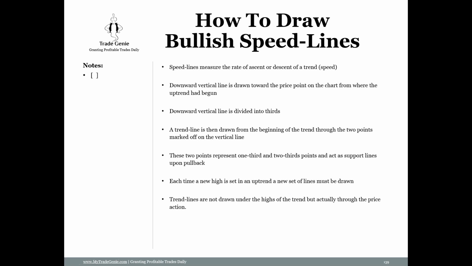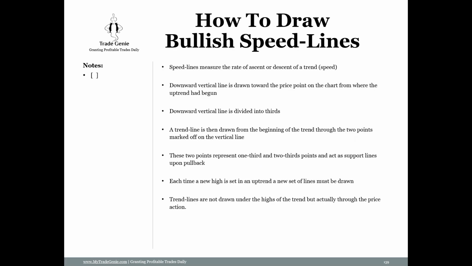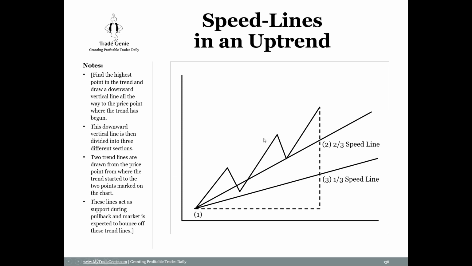Each time a new high is set in an uptrend, a new set of lines must be drawn. So every day a new trend is being established, and you're creating a new speed line to figure out where the pullback can occur, so you're better prepared. In other words, there are two kinds of support. One support is constant. These turning points are constant, they are not changing, and the market has memory. The market remembers these turning points. But then there are certain turning points which are dynamic. Dynamic support and resistance you can figure out through the speed line.